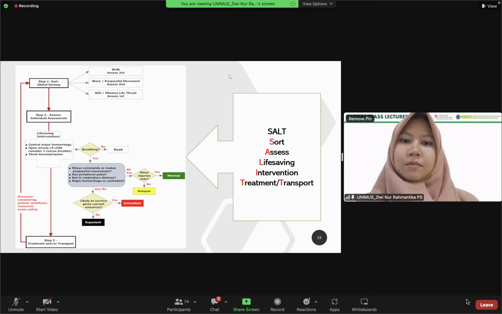Okay, the points that they use to sort the patient are also the same as in the previous one. But in this one, they put in additions like hemorrhage, chest decompression, or whether the patient is available to transport or not.